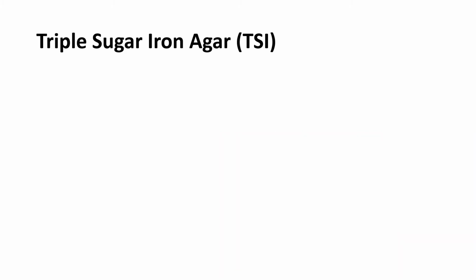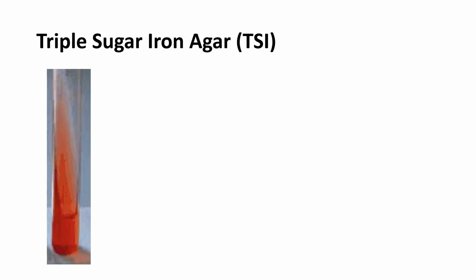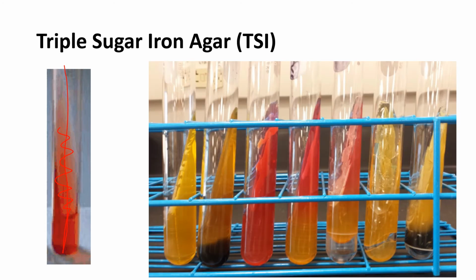For the triple sugar iron agar test, the original media would have been in a slant in a test tube, and the color would have been red. And to inoculate it, you would have stabbed down to the bottom of the tube, and then as you brought the needle back up, you would have inoculated the slant.